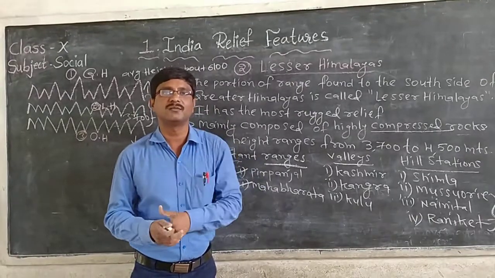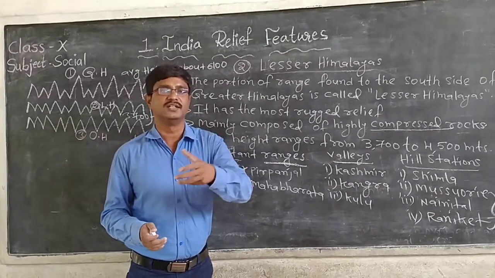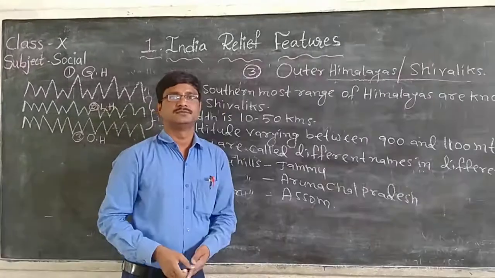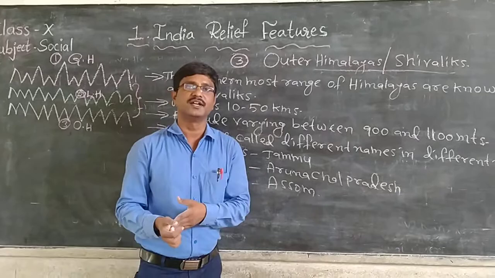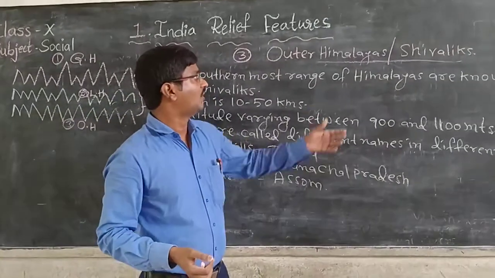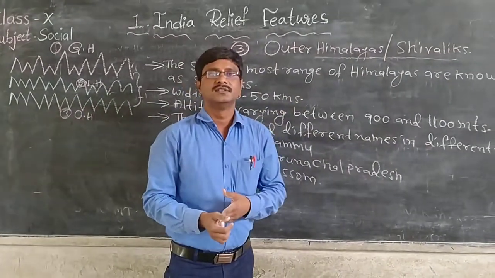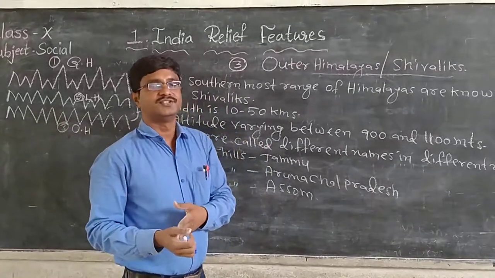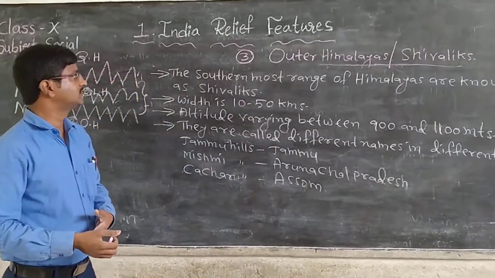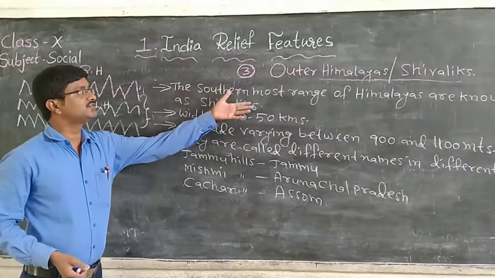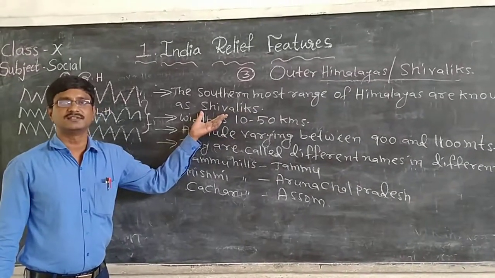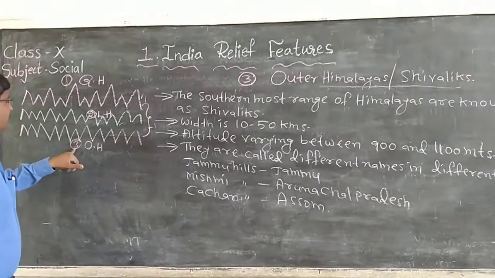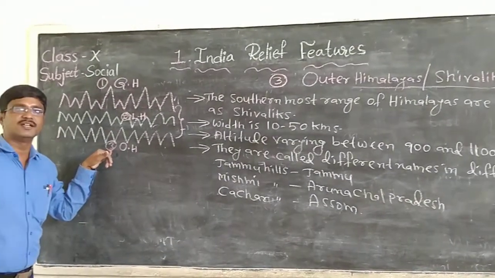What is the other name of Outer Himalayas? Shivaliks. Okay? The third range of the Himalayas is known as Outer Himalayas or Shivaliks. What is the definition of Shivaliks? Shivaliks means the southernmost range of Himalayas. Southernmost range. See, this is the third range, Outer Himalayas or Shivaliks.